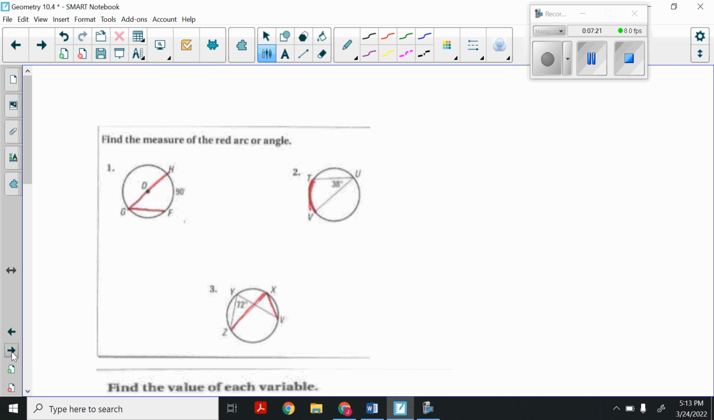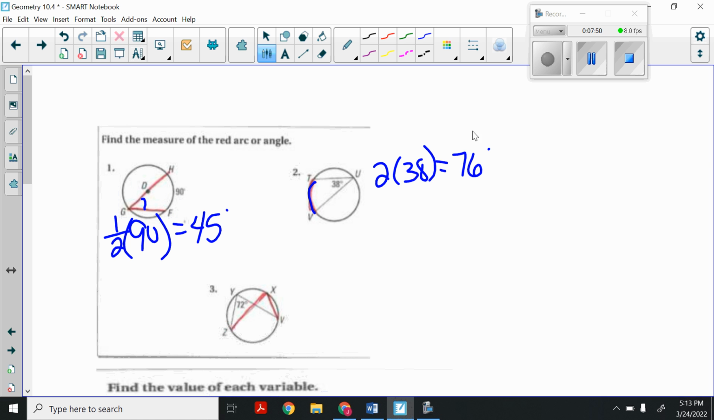All right, let's look at our last page. It says find the measure of the red arc or angle. So we're looking for angle HGF. It's an inscribed angle, so I know that it's half my arc, so half of 90, 45 degrees. This time I'm looking for arc TV. It is double my angle, so 2 times 38 gets me 76 degrees.